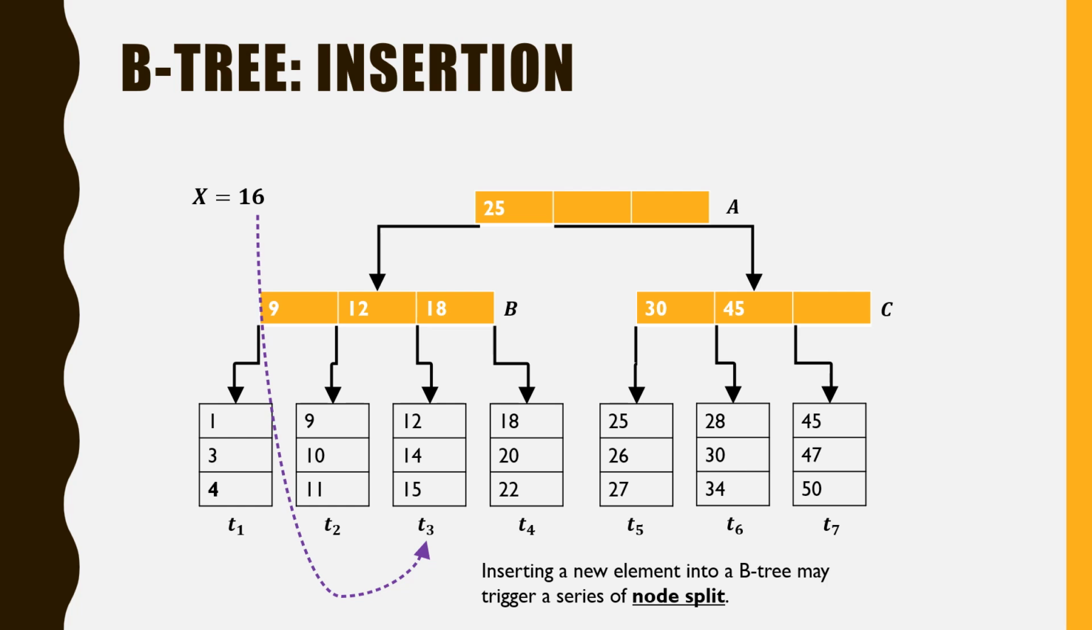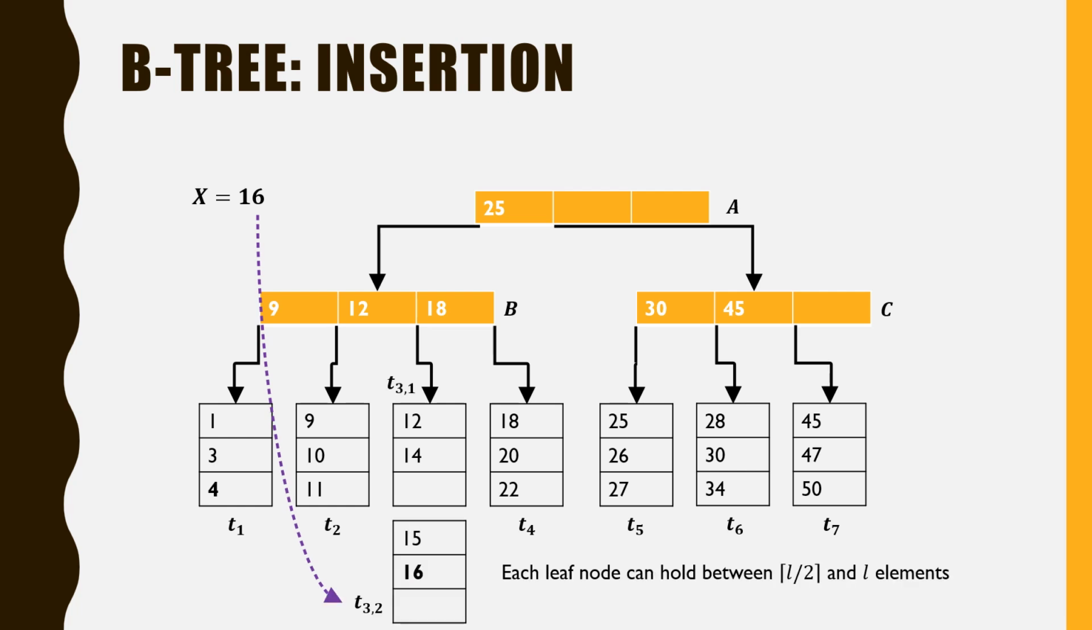However, T3 already contains 3 elements, which is the maximum allowed capacity. Note that both of T3's neighbors, T2 and T4, are full. Therefore, we cannot push any element from T3 to its neighbors. To handle this, we split the full leaf node T3 into 2 new nodes, T31 and T32. Each of the resulting nodes will contain half of the original set of data elements.